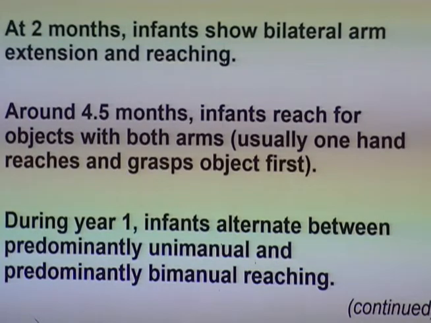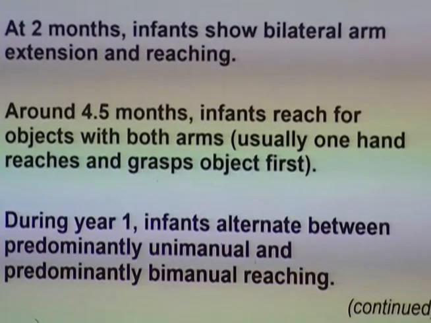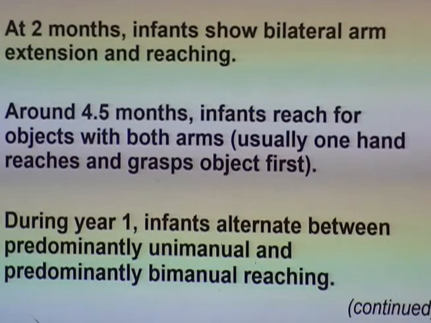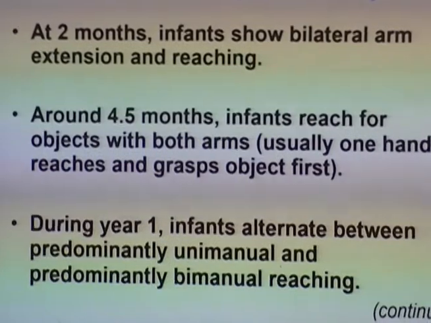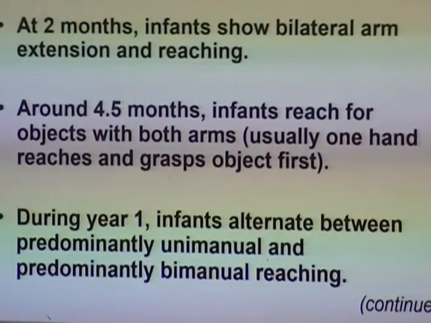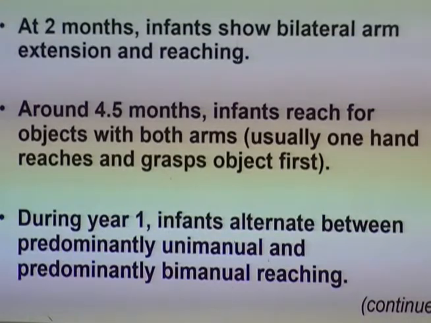So, 2 months, 8 weeks old, infants are moving voluntarily their arms, and we see bilateral extension and reaching. So it's much easier for my brain to make both arms do the same thing at the same time. It means I turn both sides of the brain on at the same time. Right? That's the simplest version. Then we start to see reaching with two hands, but when we get there, one hand kind of runs ahead and gets to the object first.